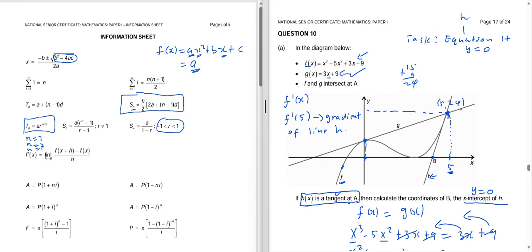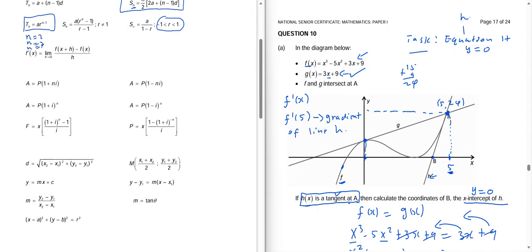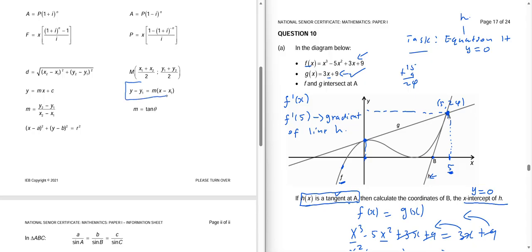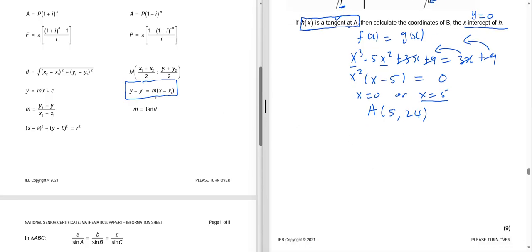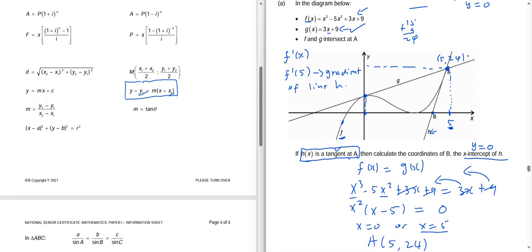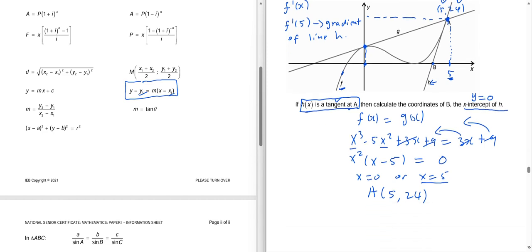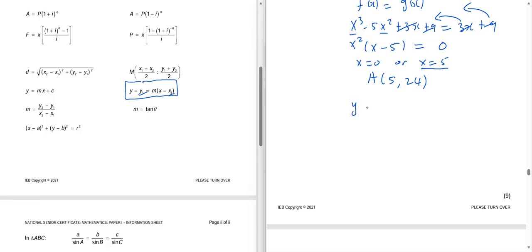and you have a point, can you now create equation H? Because that is our task. Yes, we can, because let's go to the formula. This is the general formula for creating the equation of a line, meaning we need to identify y1 and x1, which is just the point that we already have for now. So our 5 is x1, our y1 is 24. So that is the thing that you just need to do. You are going to say y minus y1, which is 24, is equal to m, the gradient.